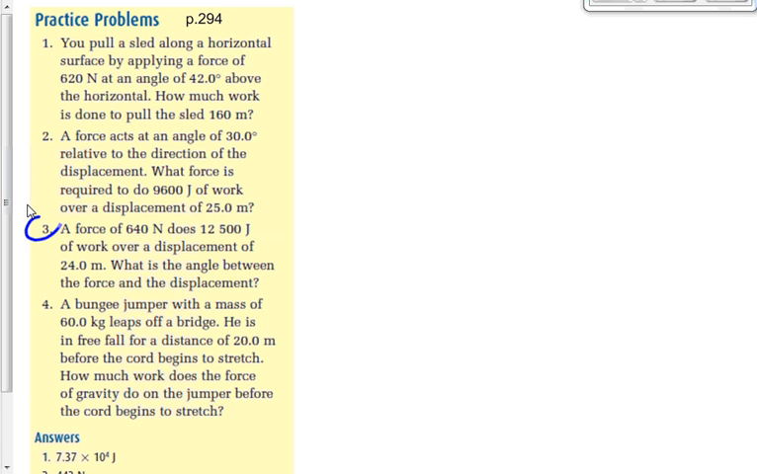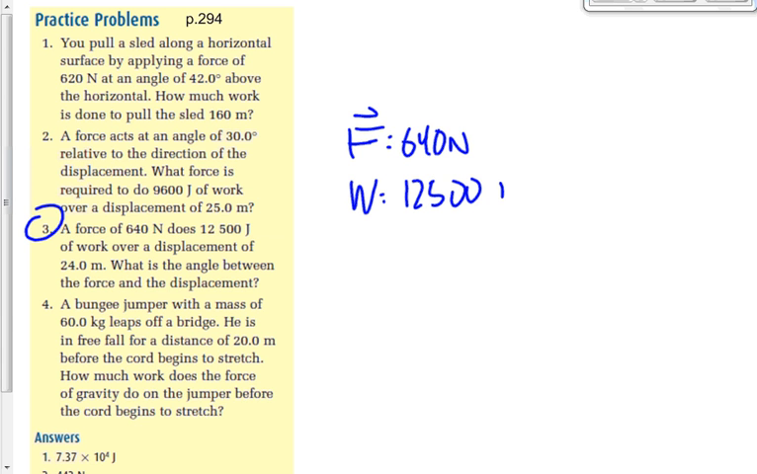Number 3. That's when we're finding the angle, so that's a little bit tougher. Yeah, for sure. Any others? Okay, it says a force of 640 newtons in number 3. A force of 640 newtons does 12,500 joules of work. W is equal to 12,500 joules with a displacement of 24 meters.